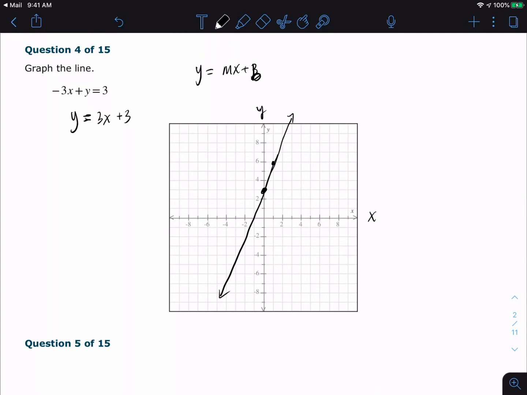You could have also gone down 3 to the right 1, and you would have ended up right there. Okay? And then you can always check your points by plugging them in. So let's say that I did use that 6, 1. I could have gone 1, 6. Is 6 equal to 3 times 1 plus 3? Well, 3 plus 3 is 6, and so this works out. So I know I'm right.